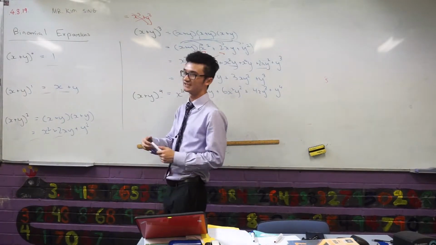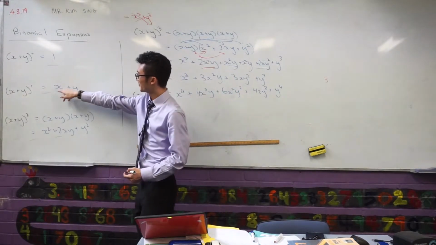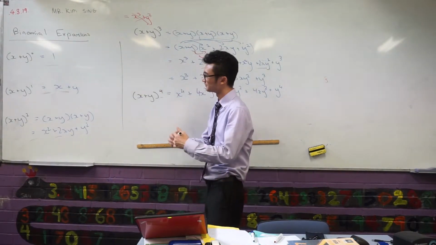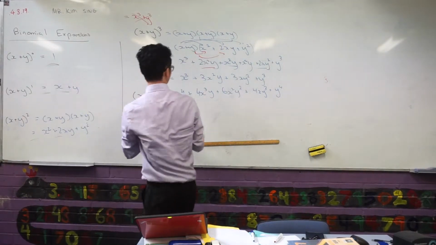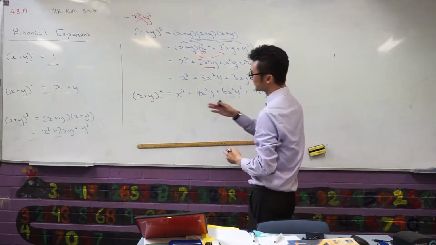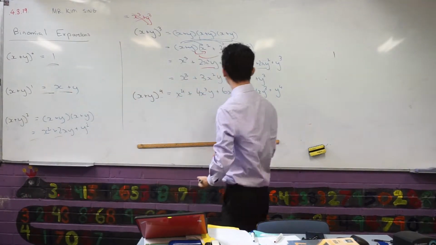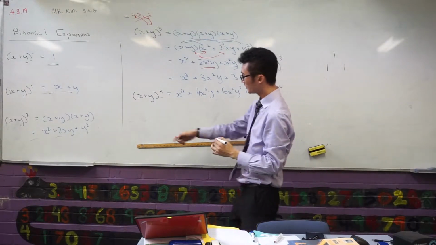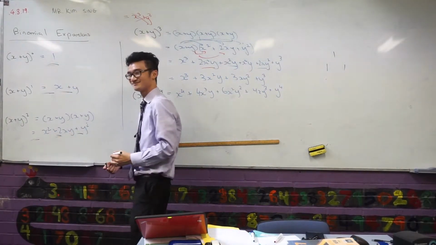Okay. Now, I want to highlight something interesting here. If I take the coefficients of these expansions, so the coefficients are just the numbers in front, I'm going to arrange them in a specific way. So I've got 1. What are my coefficients here? I've got just 1 and 1, because the number in front of them is just nothing there. What about this one? What are the coefficients? 1, 1, 2, 1.